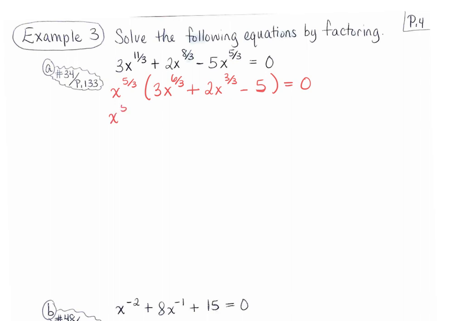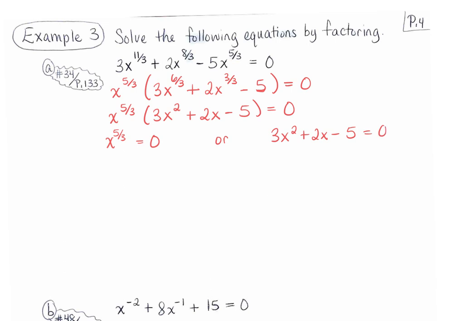Simplifying, we have x to the 5/3 times 3x to the 6/3 is 2. So that's squared, plus 2x, 3/3 is 1. So you can choose to write a 1 here or just not write anything. It will be an understood 1. Minus 5 equals 0. Okay, now using our 0 property, we have x to the 5/3 equals 0, or we have 3x squared plus 2x minus 5 equals 0.